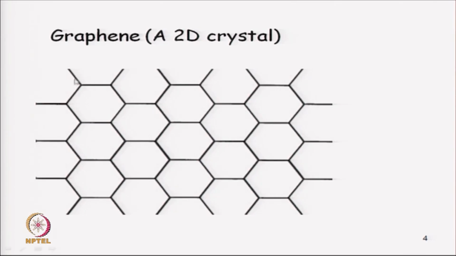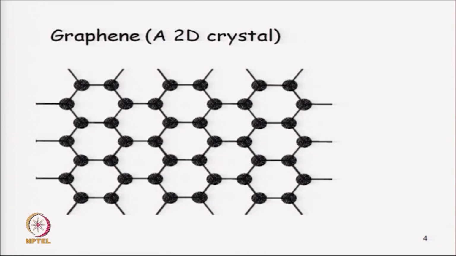Now, if I put a carbon atom at each of the corners of this tiling, what I get is graphene. So, let me do that. I have now placed a circle which represents a carbon atom at each of these sites, at each of the corners or vertices of the hexagons. Now, let us analyze this two dimensional crystal structure in terms of lattice and motif.